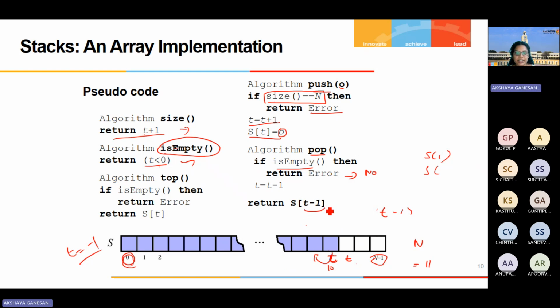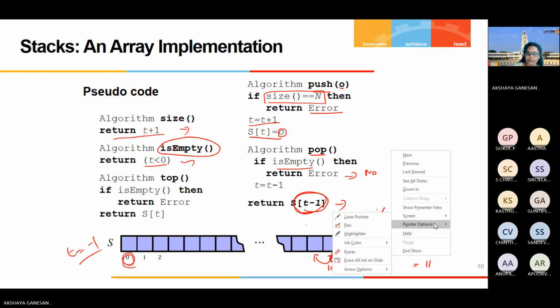Actually, you should return t right here. Why am I returning? Let's take an example. I doubt it is wrong. This is copied from the book only.